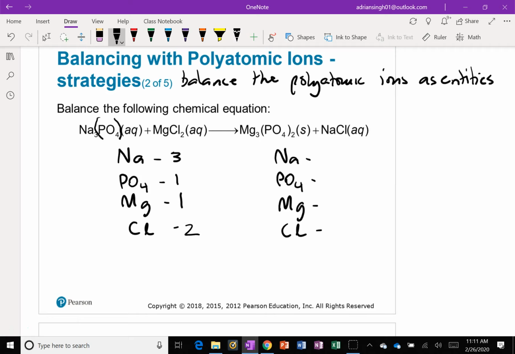How many Mg's on the right? Okay, 3 Mg's on the right. How many phosphates on the right side? PO4s? Phosphates, the PO4s. Two. There are two, right? The subscript tells you how many phosphates you have. You have two of them. And then we have one sodium and one Cl.